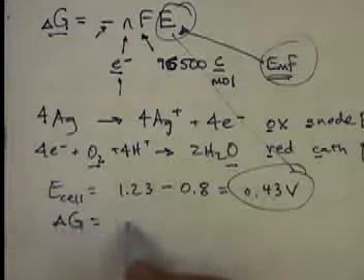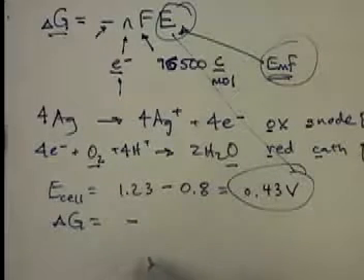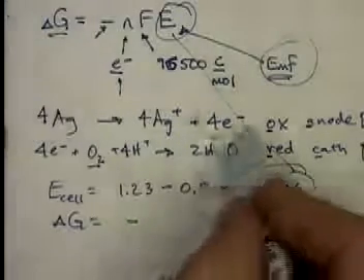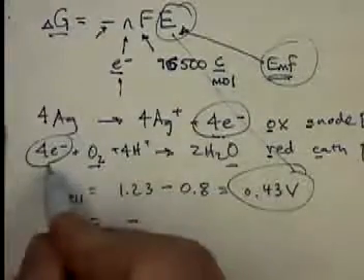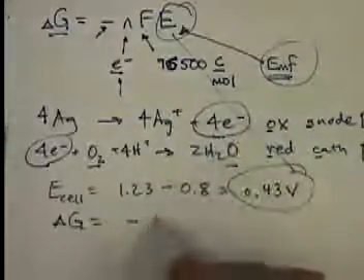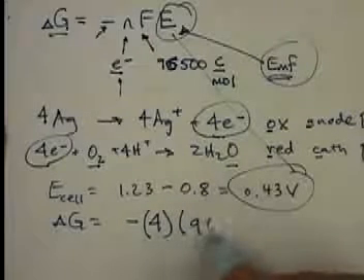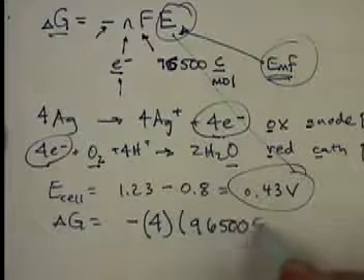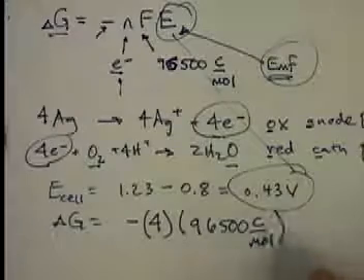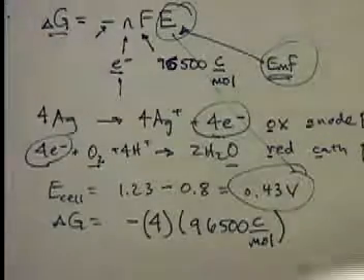Now we can take this number and we can put it in for the EMF of the cell. So delta G is equal to negative n. It's the number of electrons transferred, 4 in this case. Notice the balanced half reactions have 4 electrons transferred, times our Faraday constant, which is 96,500 coulombs per mole. And if you forget the Faraday constant, it's not a big deal. You can just look on the equation sheet, and they always have the Faraday constant listed.